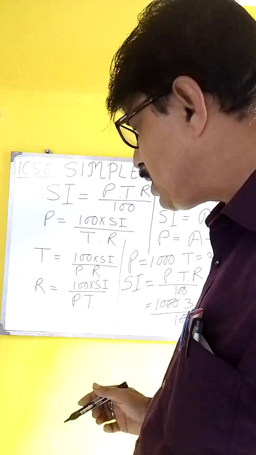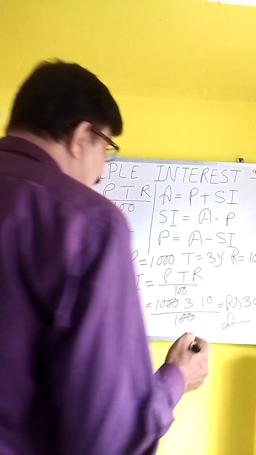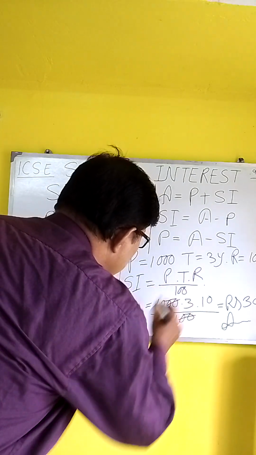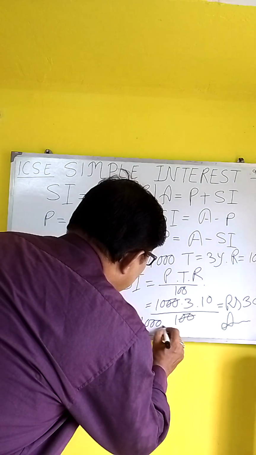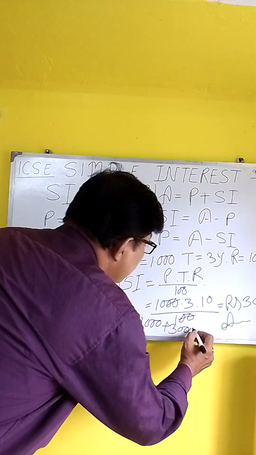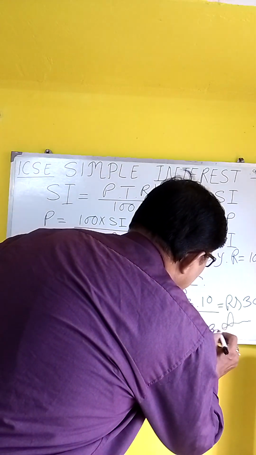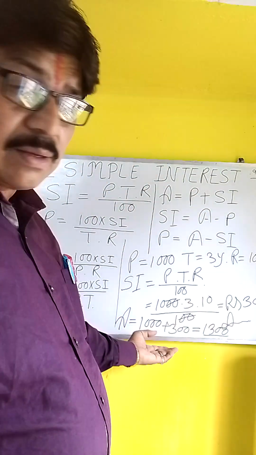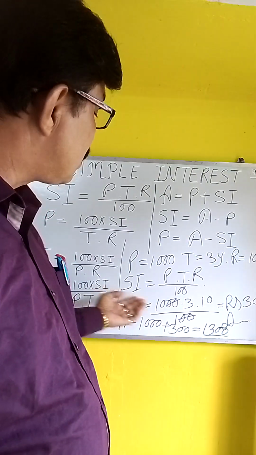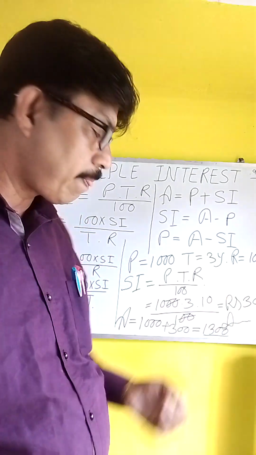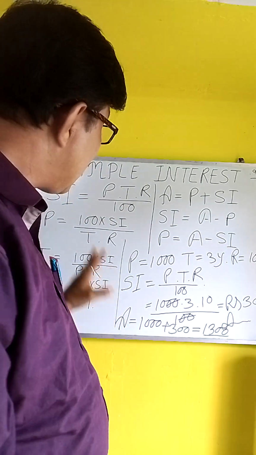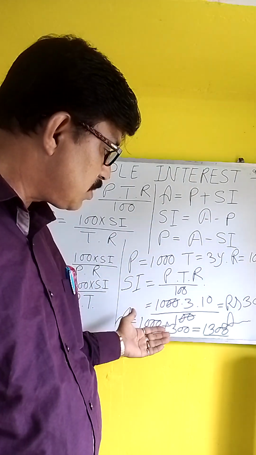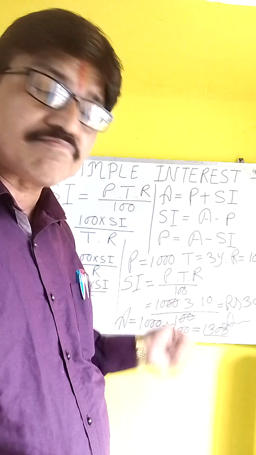So, if we want to convert it into amount, amount is equal to principal 1000 plus 300, that gives you 1300. My dear student, it is your answer, amount. And 300 is interest for this case. In this way, we can calculate the simple interest and amount for a given sum of money.